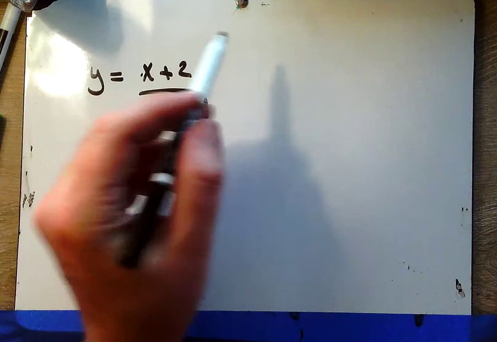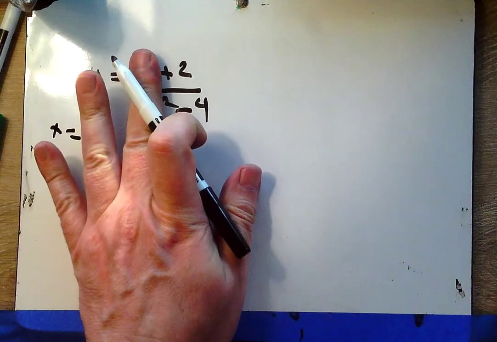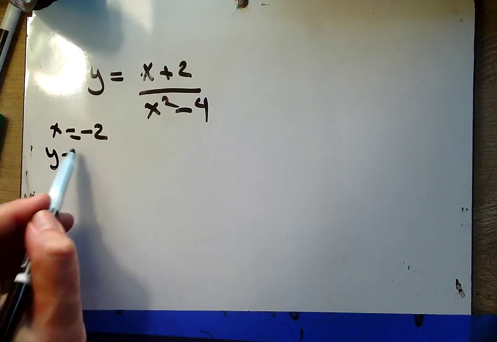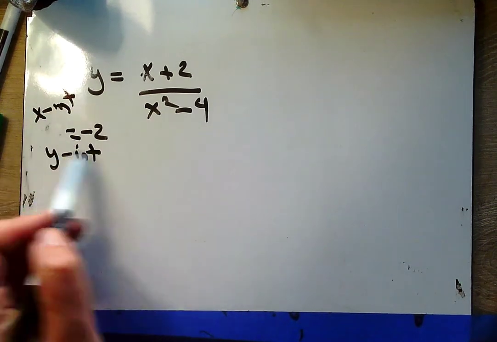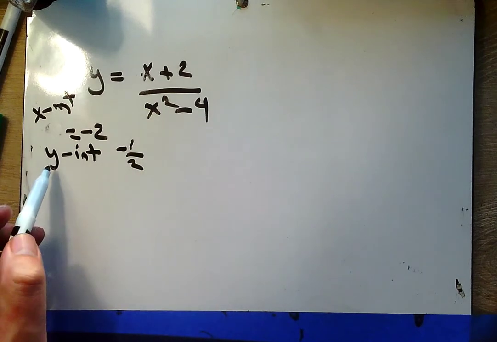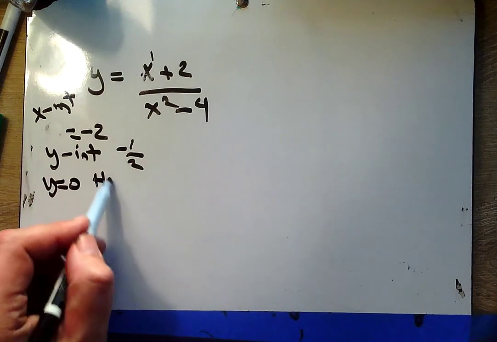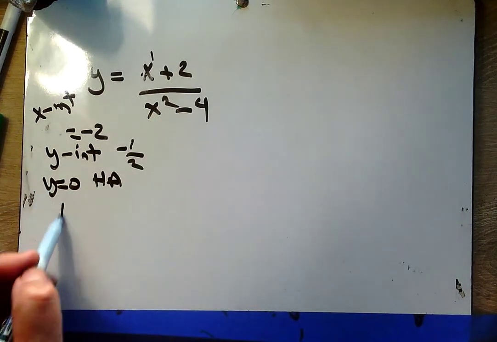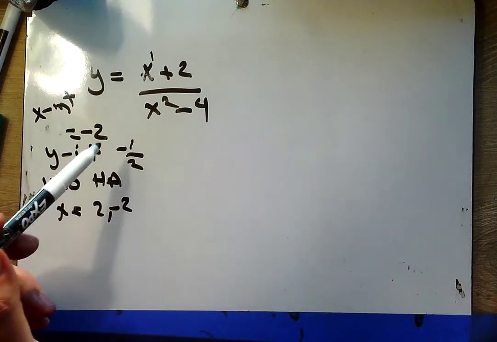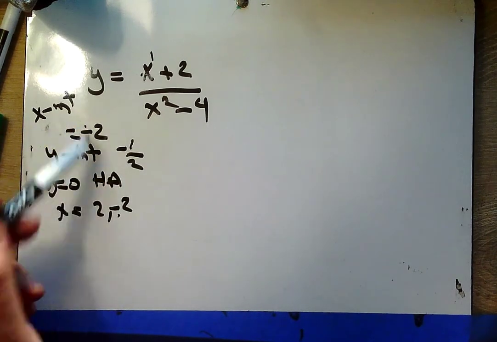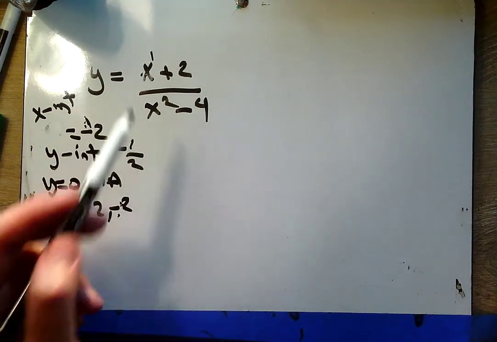I set the top equal to 0. I get x equals -2 as an x-intercept. I cover up the x's, and I get 2 over -4. My y-intercept is -1/2. I look at the ratio of the degrees here, and I see y equals 0 is the horizontal asymptote. I set the bottom equal to 0, and I get x equals 2 and -2. And it's usually this way where people haven't noticed yet that this x-intercept and this vertical asymptote are the same. They're just going through all the stuff they know about graphing this.